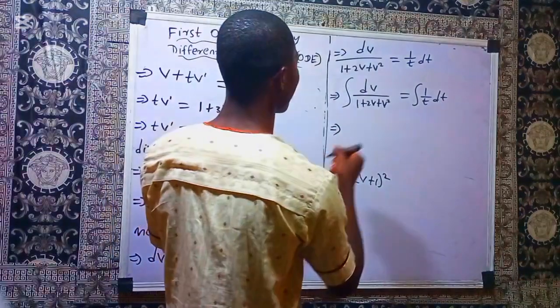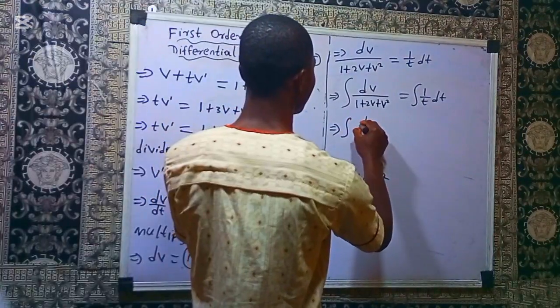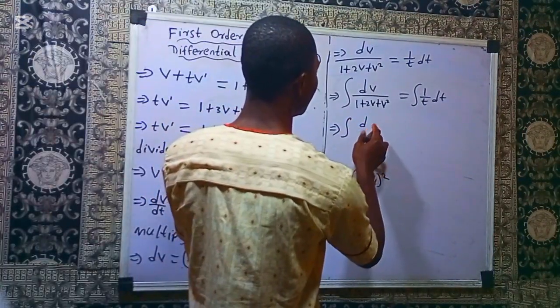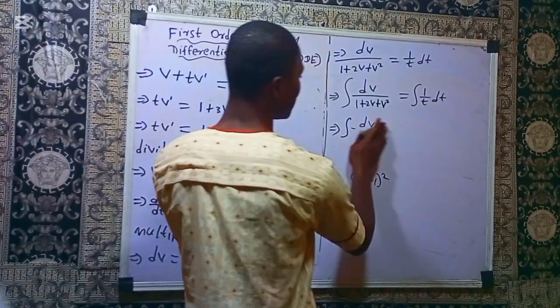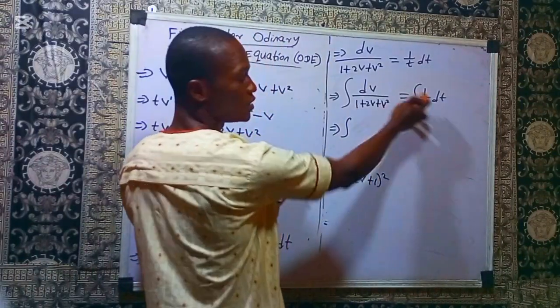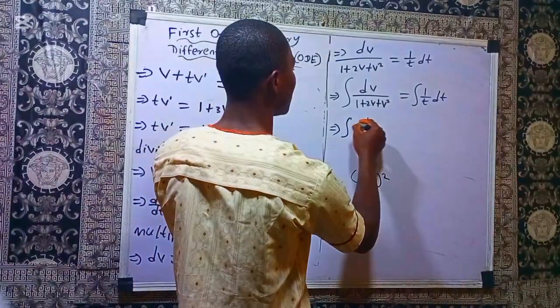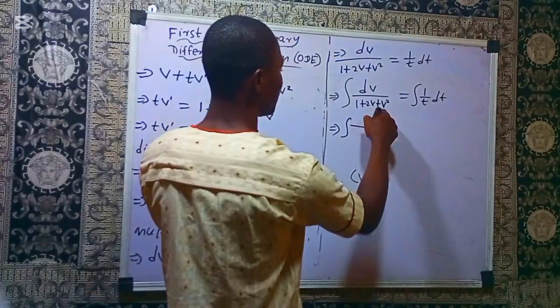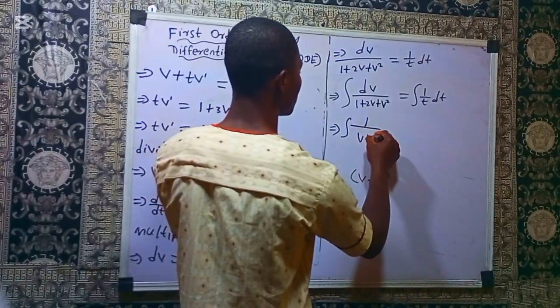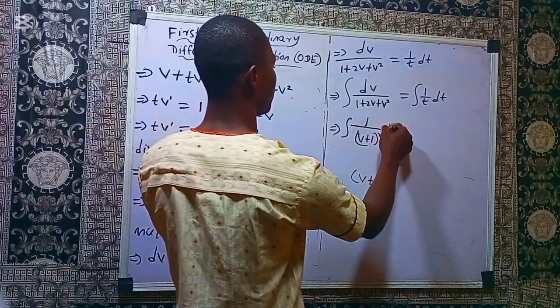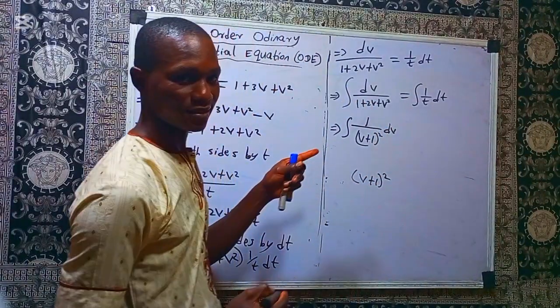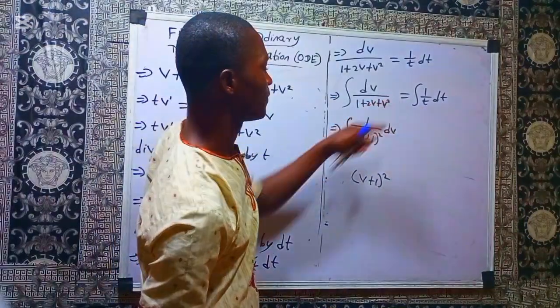So now I'll write this as the integral of, let me shift dv this side, so I will now have 1 at the numerator. Then this expression, I'll have v plus 1 all squared. That's the factorization of this. Then dv, right? They are the same thing, I just shifted this dv here.